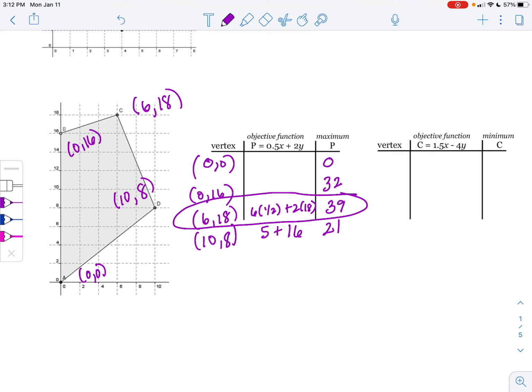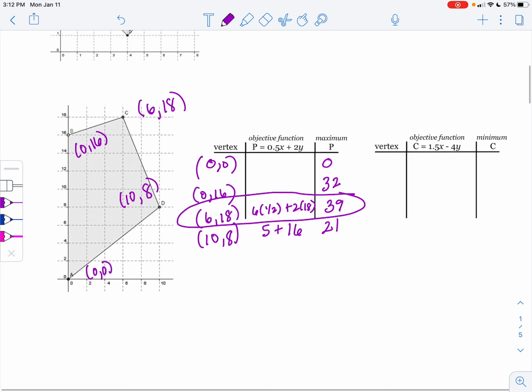Okay, make sure that you are pausing me if at any time you need to stop. I know I'm going through these quickly. And C is usually cost. So you'll see this capital C quite a bit.